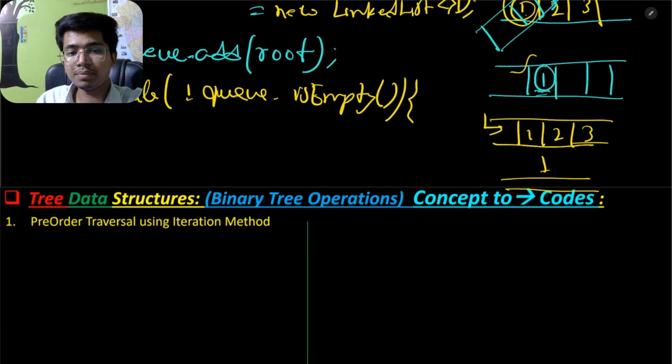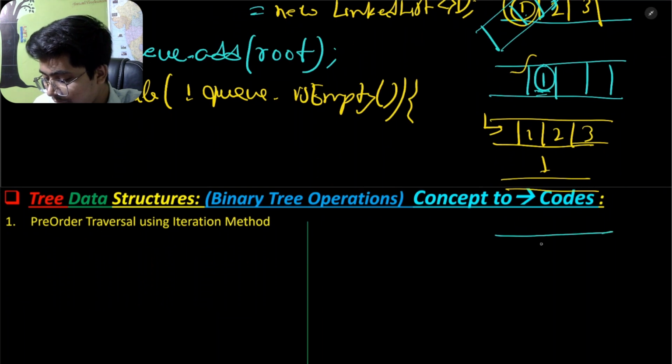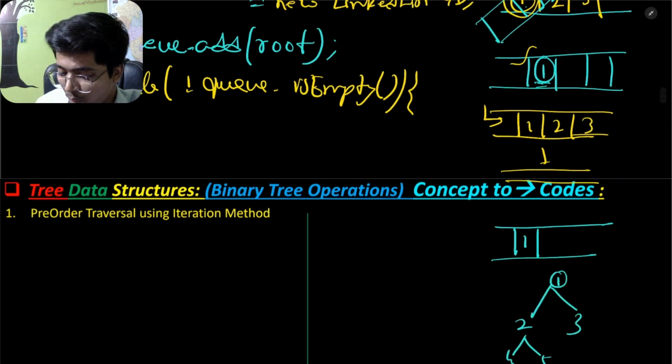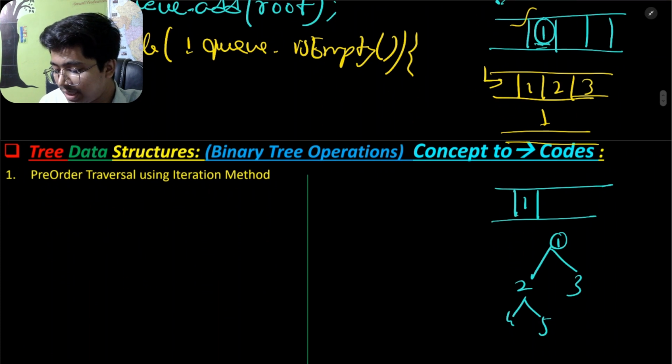So now we'll be checking the first condition. We'll be pulling. Now we have inserted the one. Look, in the tree, we have inserted one here, and our tree was like this: 1, 2, 3, 4, 5. So after one, now we'll be pulling this data.